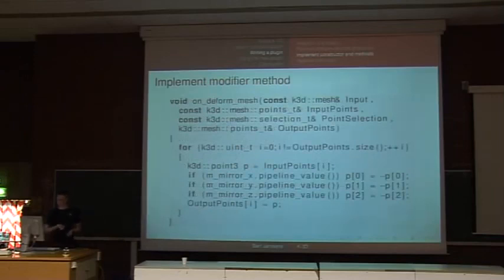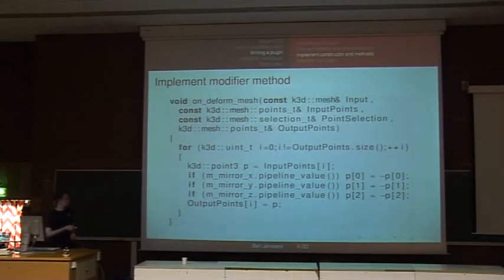Next, the important part, in fact, the real code of our plugin. Since we inherited from the mesh deformation modifier, we get to implement the onDeform mesh modifier, which has as arguments all the inputs for the mesh, including the list of input points and the list of output points we have to store to. So in this case, of course, the math is extremely simple. We simply loop over all the points, and if the corresponding property is set, we flip the component and we store the point in the output array.